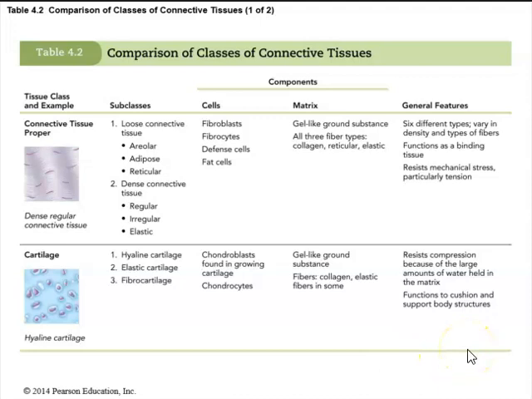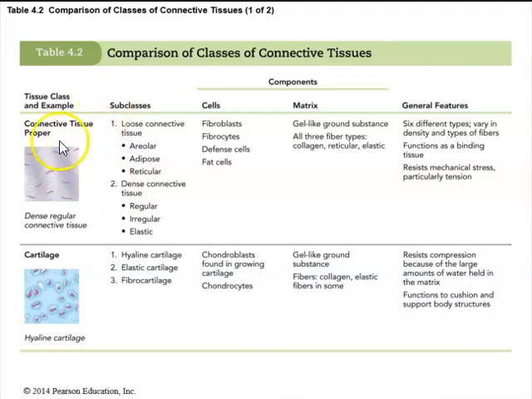Now, if you're going to study and have an idea of the different types of connective tissue, definitely include table 4.2 in your studying. With this table, we can see the 4 different types of connective tissue, subclasses within these types of connective tissue, the cells that we can find, the components of the matrix, as well as general features of each connective tissue. We're going to talk about connective tissue proper in just a little bit.